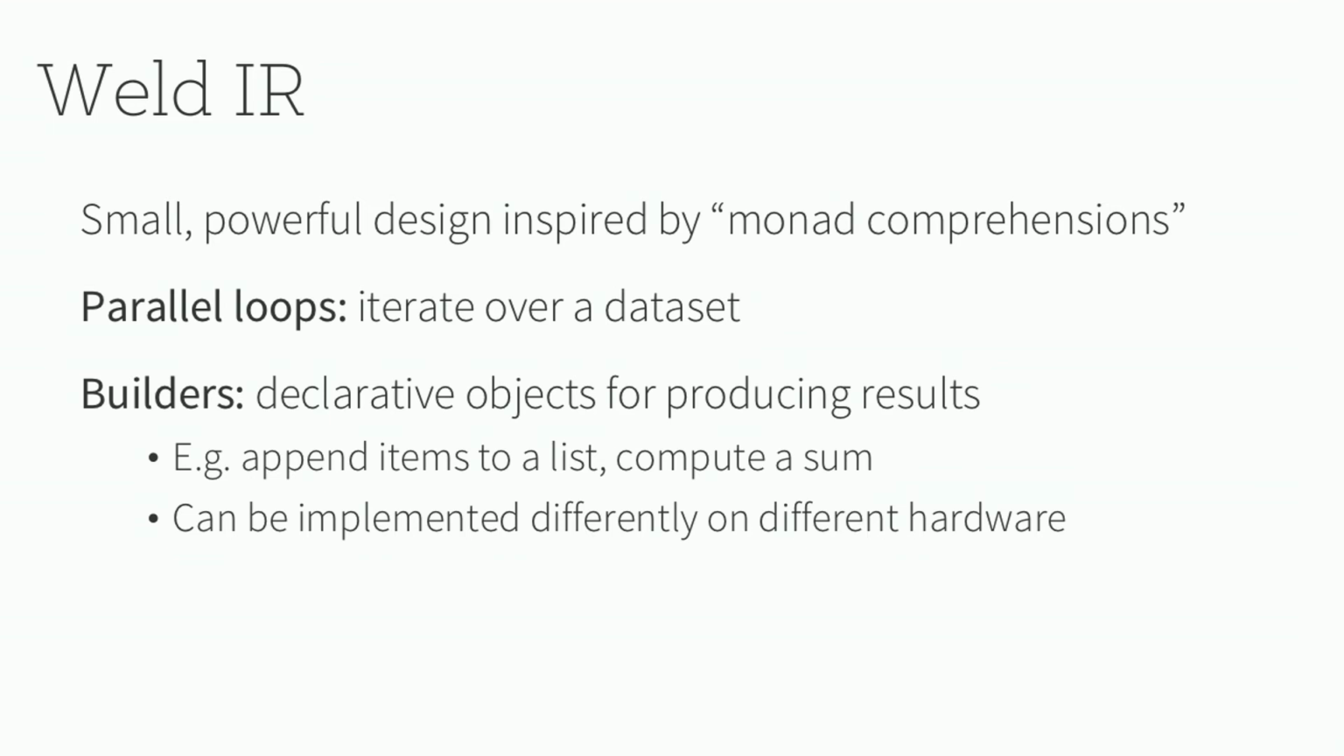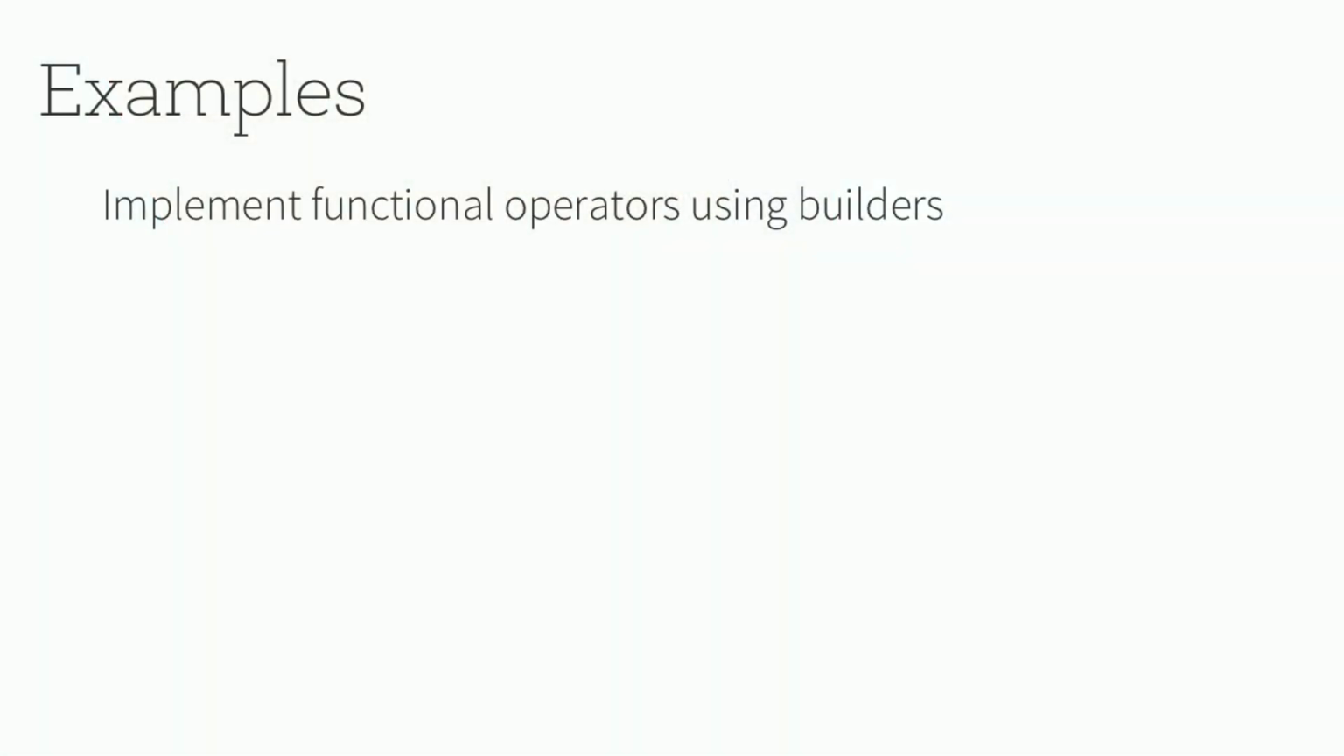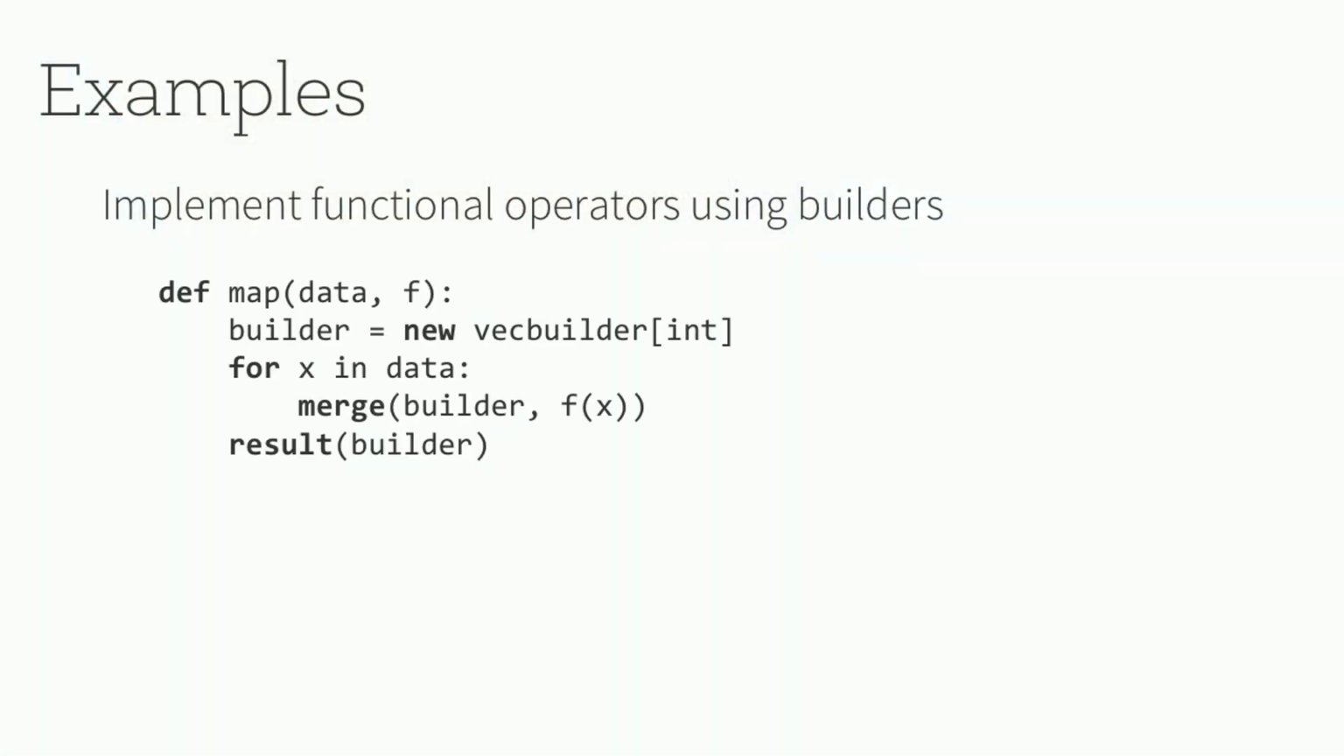And builders are abstract data types. So an example of builders is you can have a builder that adds objects to a list. Or you can have a builder that computes a sum. But we can implement these differently based on the target hardware. And we abstract that away from the programmer. How exactly will it compute a sum, say, on a GPU? So just as a few examples of implementing stuff using builders, I'll show how to implement some functional operators.